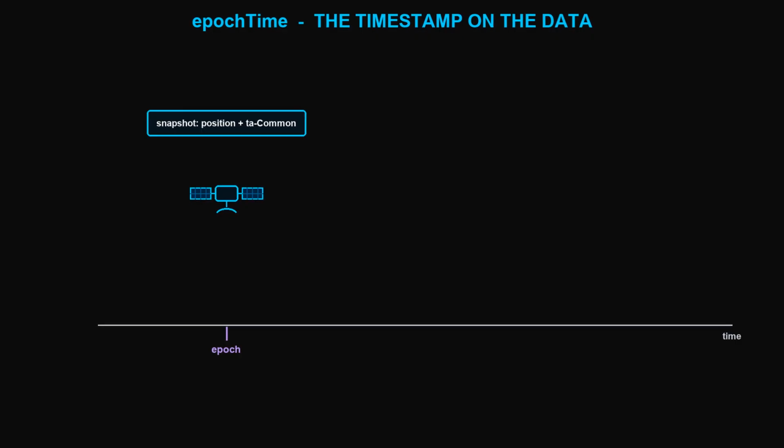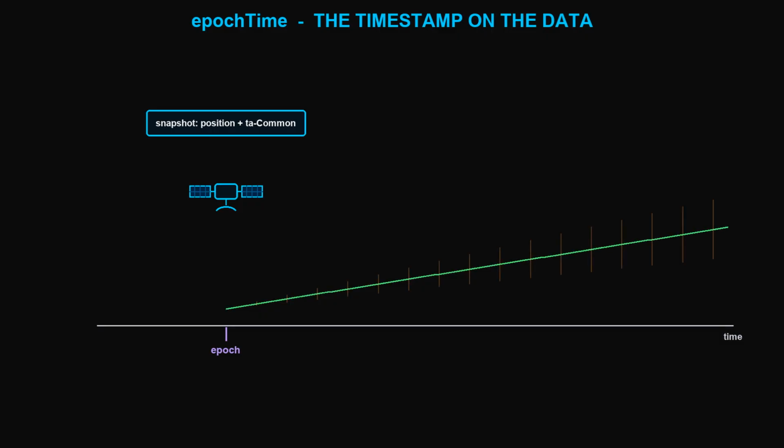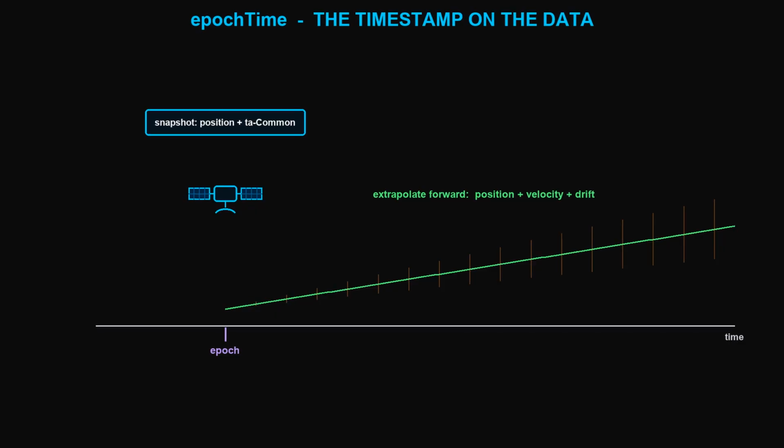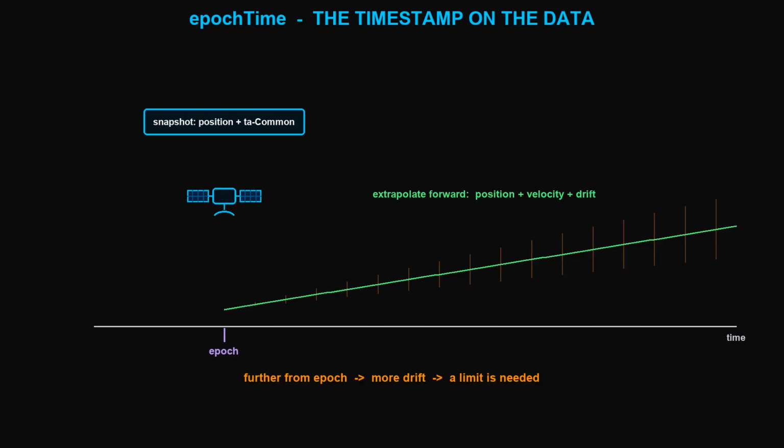Now, the satellite doesn't stop and wait. So your phone doesn't just use the snapshot frozen. It extrapolates. It takes the position and velocity at epochTime and the drift rate of the common timing advance, and it propagates them forward, moment by moment, predicting where the satellite is right now, a few seconds after the epoch. It's running the orbital physics itself. The further you get from epochTime, though, the more that prediction can drift from reality, which is exactly why there has to be a limit.